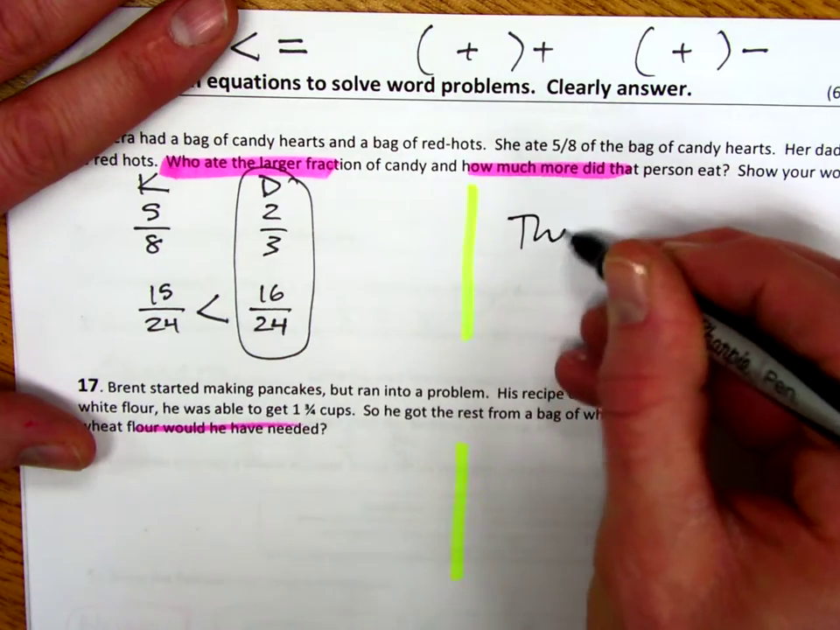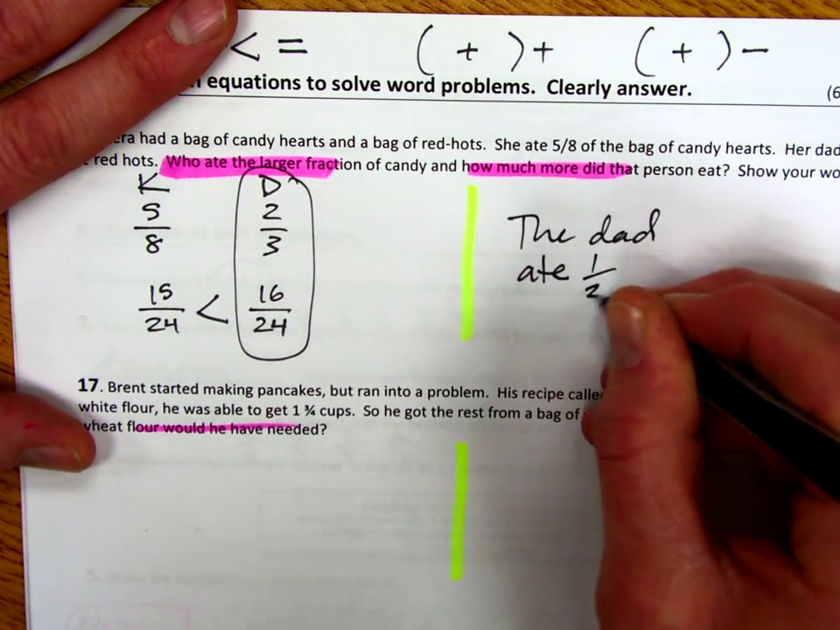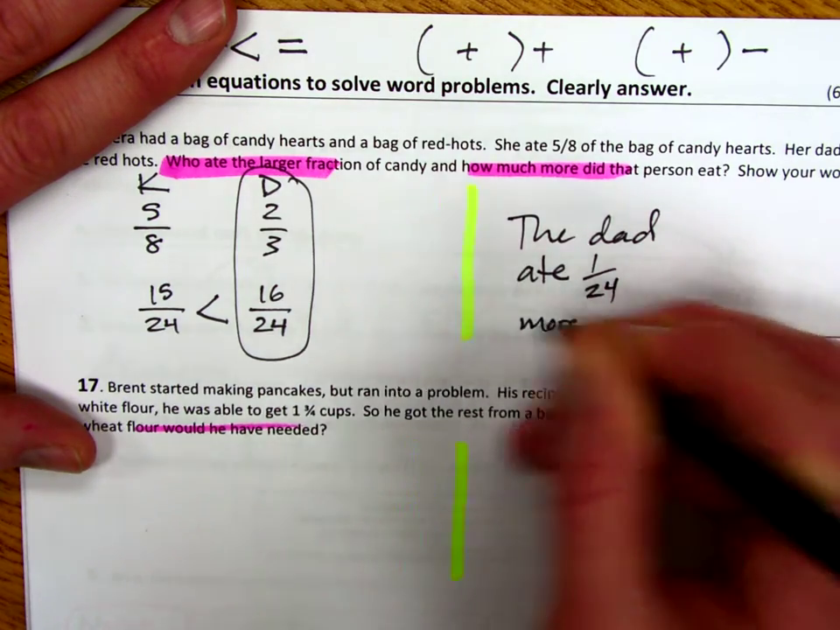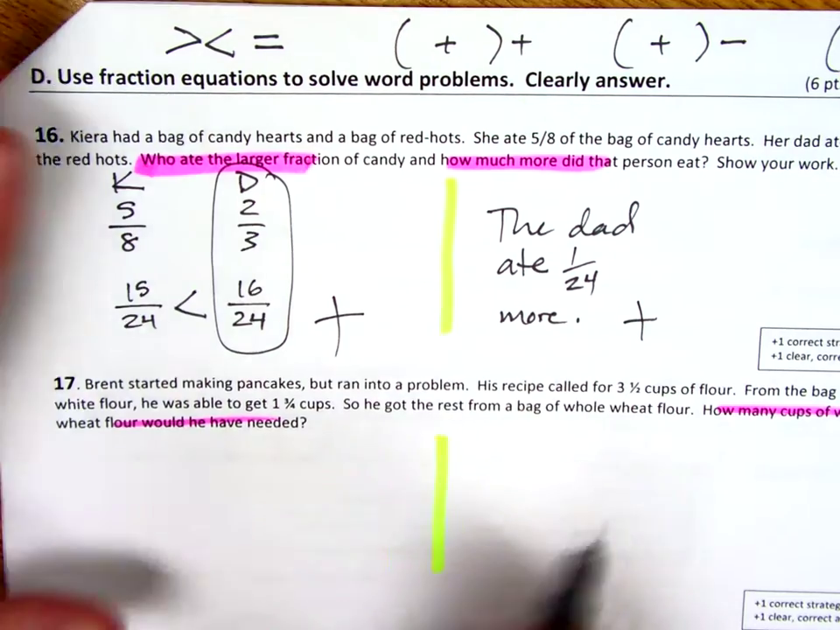You could just say the dad ate 1/24 more, and now you've gotten a point for doing the work, and you've gotten a point for having a clear answer. So think, I'm going to work in layers, nice and neat like this.